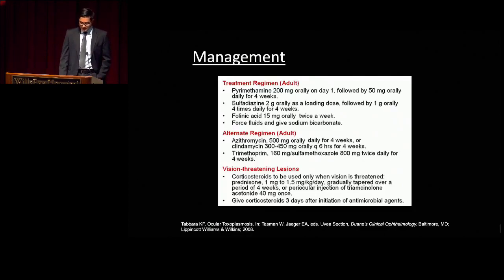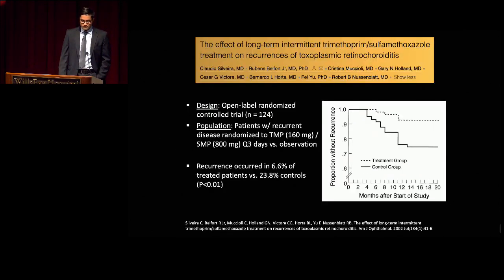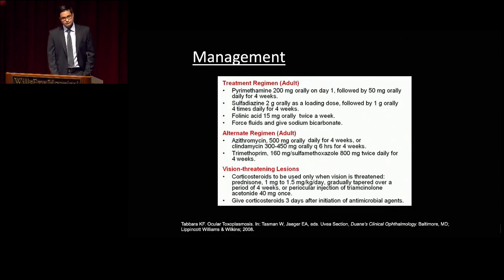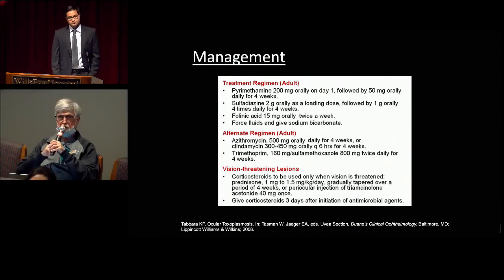Management, as we've hit on, classically involves the administration of systemic pyrimethamine and sulfadiazine with folic acid supplementation, but alternative regimens include azithromycin, clindamycin, and double-strength Bactrim. And then corticosteroids are typically reserved for vision-threatening lesions. Pyrimethamine is potentially myelotoxic, and you have to monitor the white count if you go that route. Sulfadiazine is extraordinarily expensive, and most people now will use Bactrim instead.